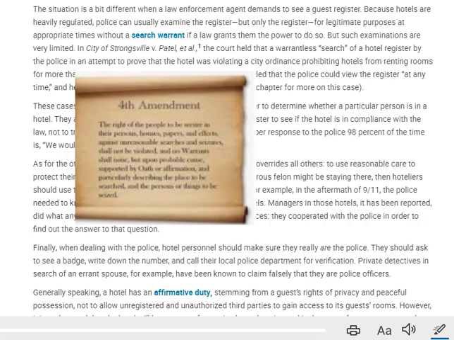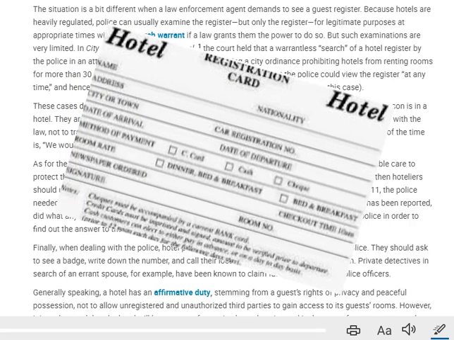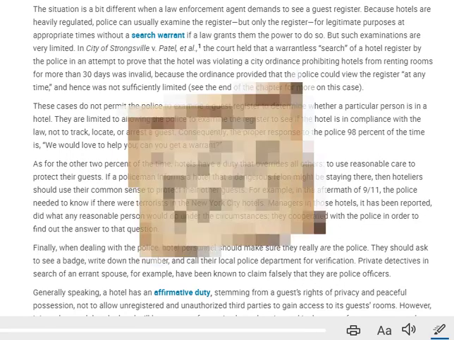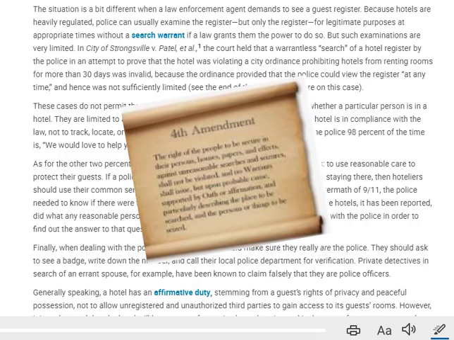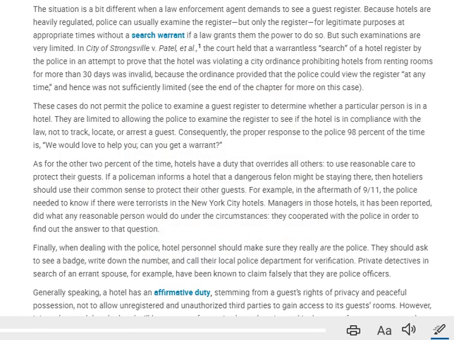Think about the amount of information that can be gleaned from a guest register today. Your full name, your address, make, model, and license plate of your vehicle, your credit card number, the number of guests in your room. This is all information in which we have a reasonable expectation of privacy, and which the hotel has a duty to protect.